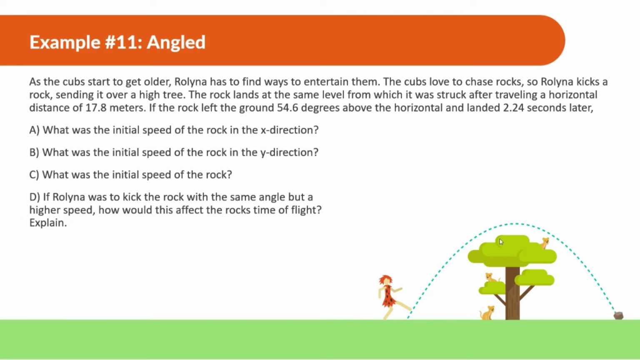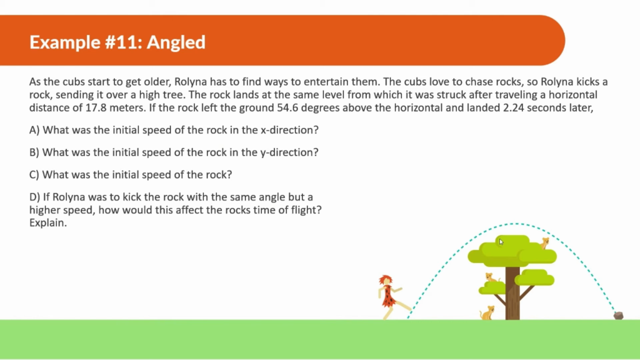As the cubs start to get older, Rolina has to find ways to entertain them. The cubs love to chase rocks, so Rolina kicks a rock, sending it over a high tree. The rock lands at the same level from which it was struck after traveling a horizontal distance of 17.8 meters. If the rock left the ground 54.6 degrees above the horizontal and landed 2.24 seconds later, what was the initial speed of the rock in the x direction?